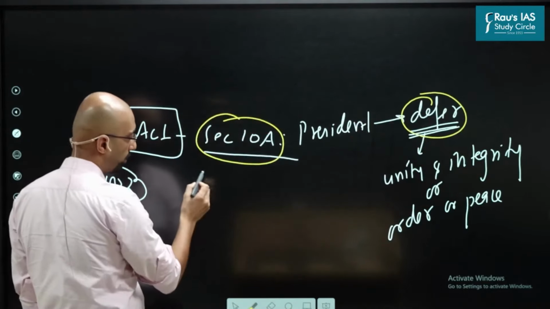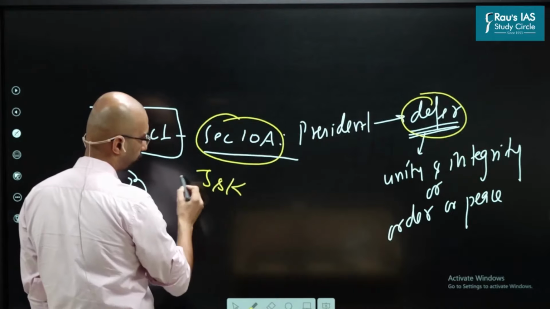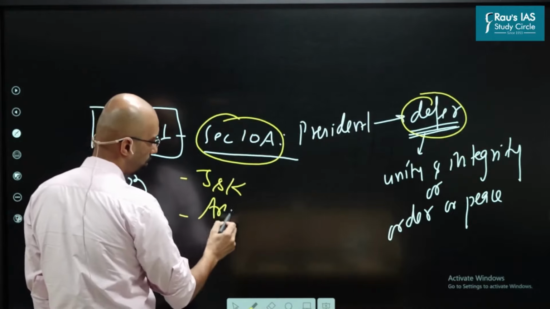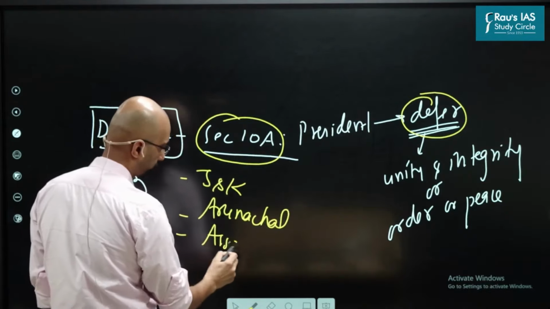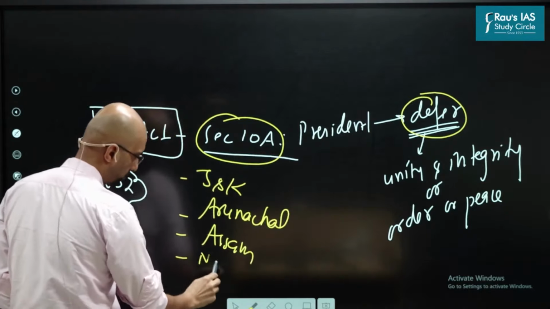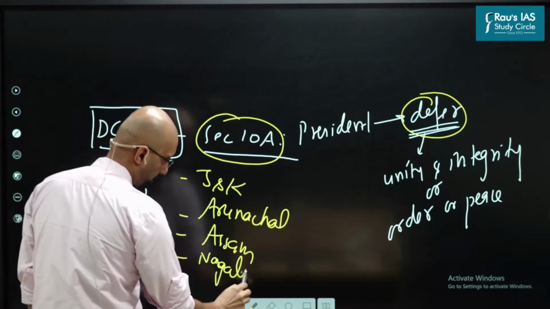And those states were Jammu and Kashmir, Arunachal Pradesh, Assam, Nagaland and Manipur.